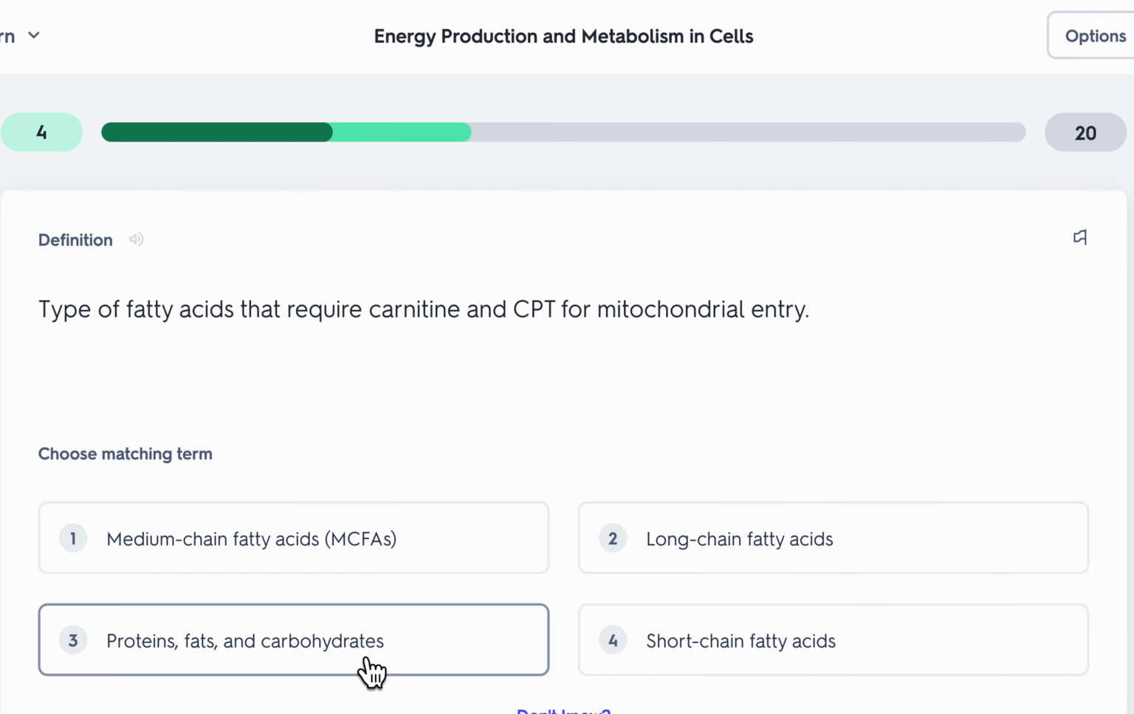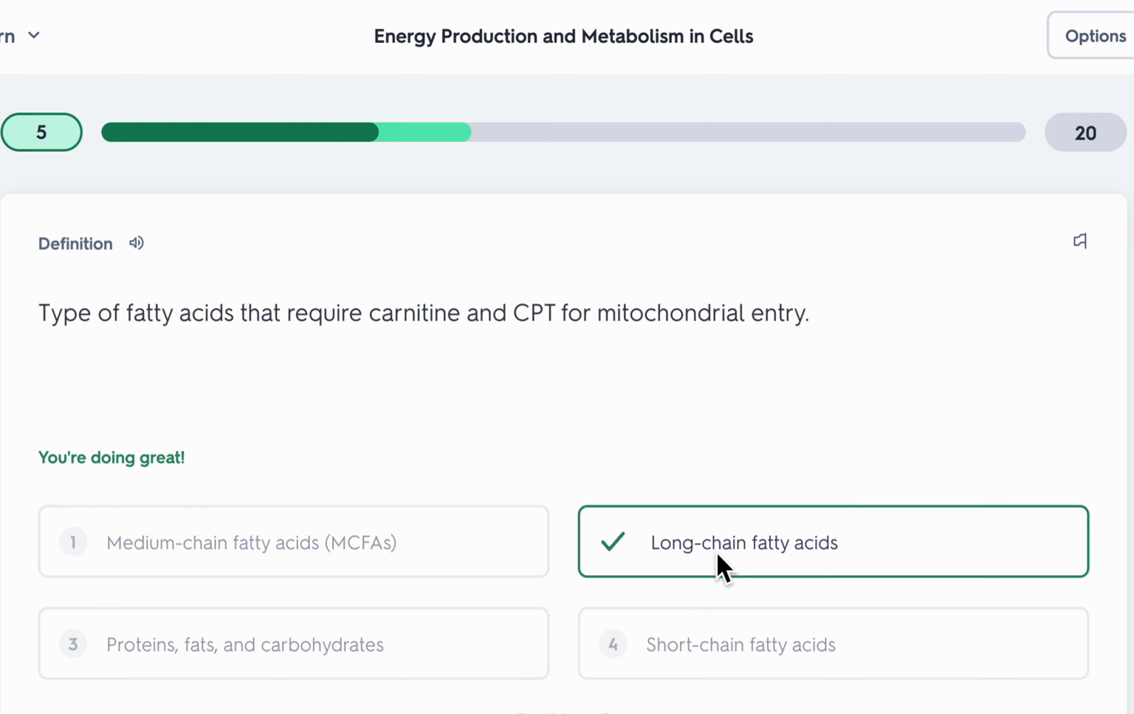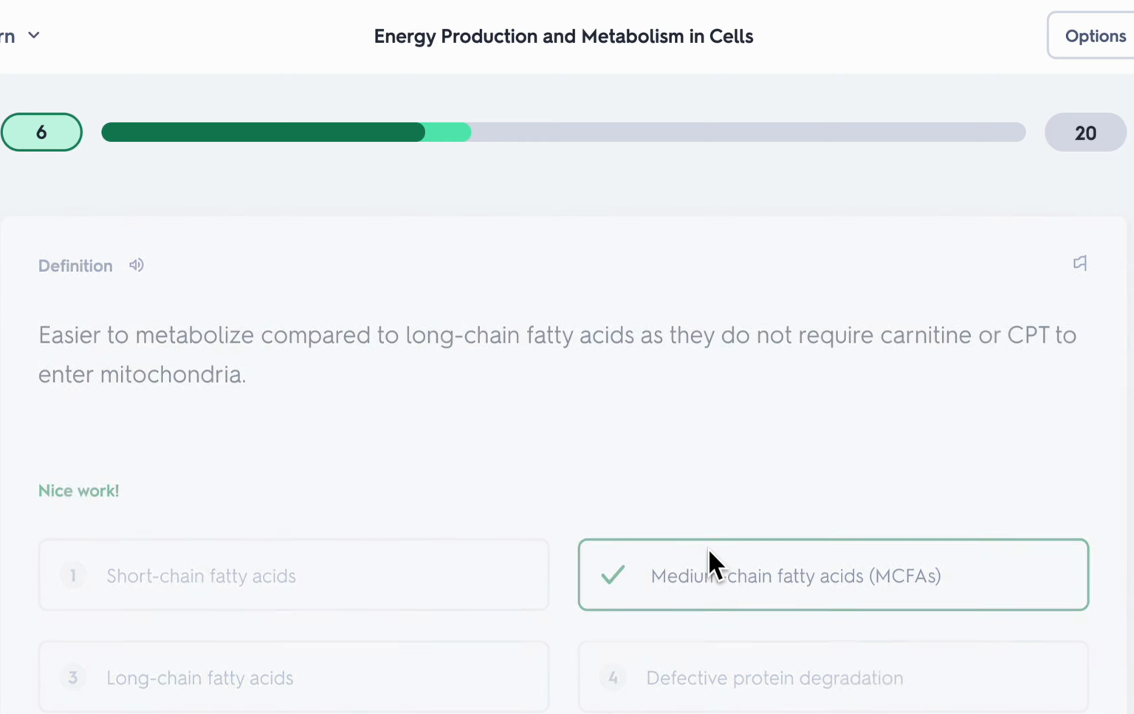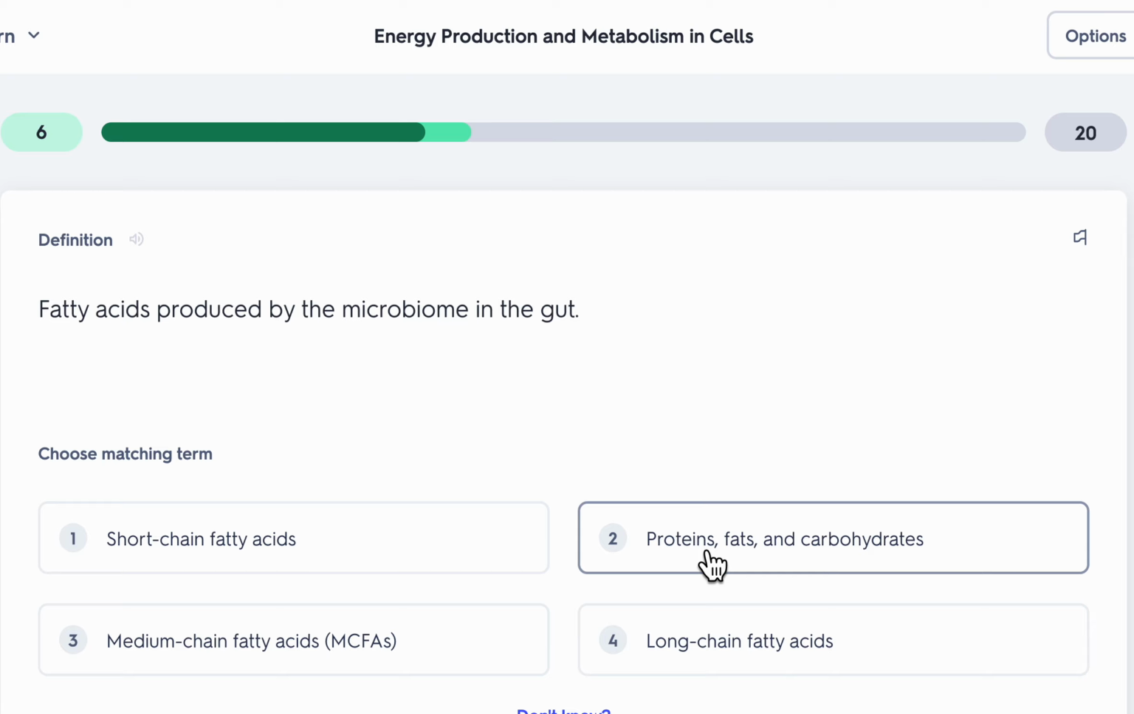Type of fatty acids that require carnitine and CPT for mitochondrial entry. Easier to metabolize compared to long-chain fatty acids as they do not require carnitine or CPT to enter mitochondria. Fatty acids produced by the microbiome in the gut.